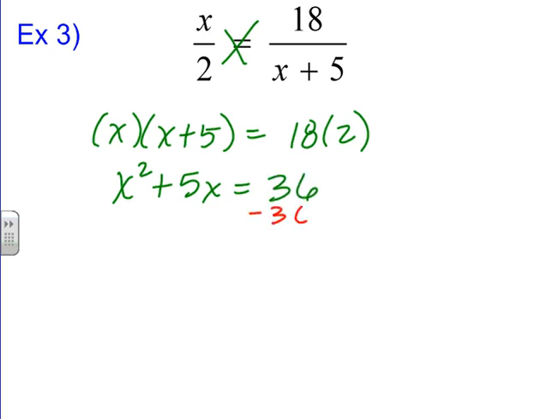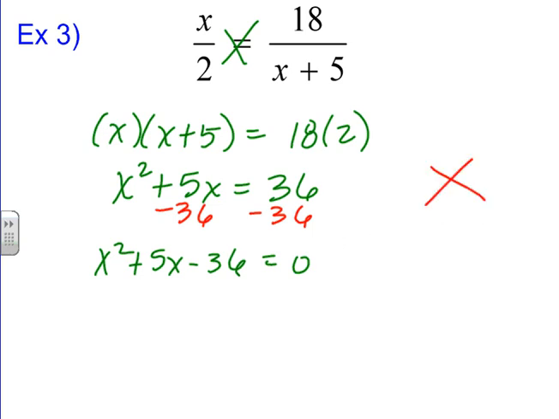We'll subtract 36 from both sides, and we collect all the terms on the left. x squared plus 5x minus 36, that's going to equal 0. We're going to use the diamond method and figure out what this is as a trinomial, what will be as two binomials factored. Once you do that, you will get x plus 9 times x minus 4 equals 0.